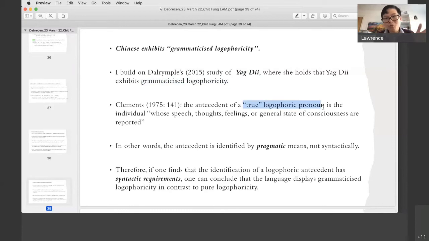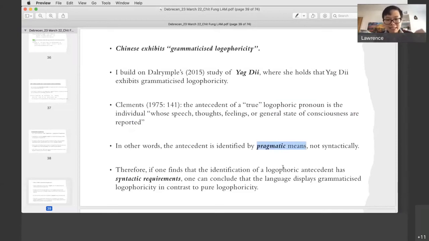So for a true logophor, the antecedent, which characterizes the speech, the thoughts, the feeling, is identified by pragmatic means, not syntactically. It's identified with some pragmatic strategy, because logophoricity itself is a pragmatic concept, right?